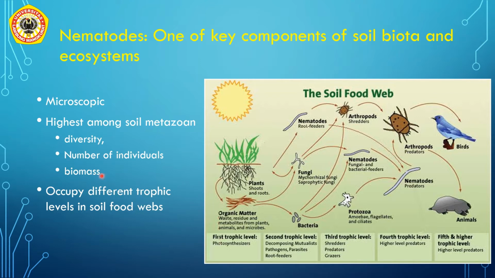As you can see in this picture, they appear in the second trophic level as root feeders or plant feeders, in the third trophic level as fungal and bacterial feeders, and also in the fourth trophic level as predatory nematodes.